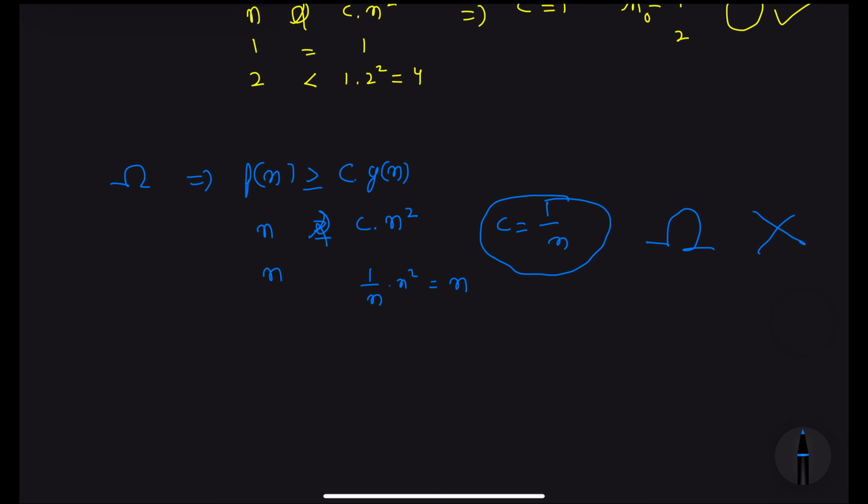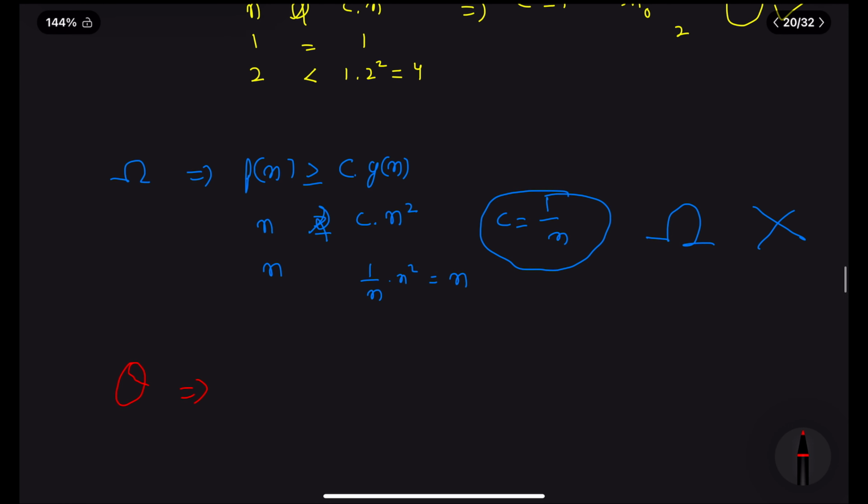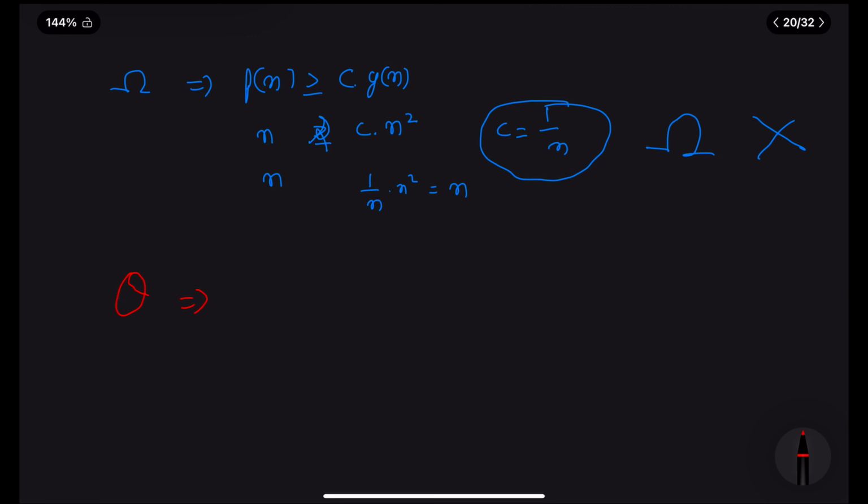Now let's see for theta. For theta, both conditions need to be satisfied. It should be big O also, and it should be omega also. If both these conditions are satisfied, then only we can say it is theta. We have seen it is big O, but it is not omega. So we can conclude that this is not theta.